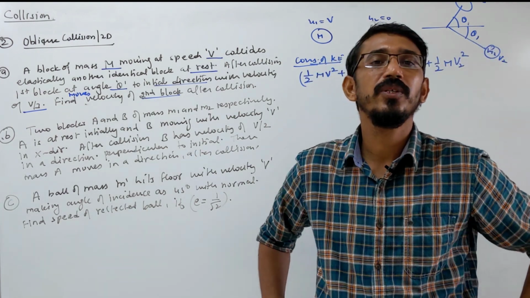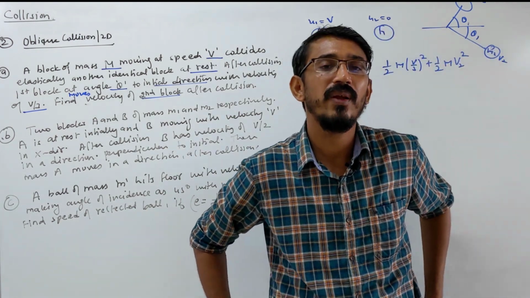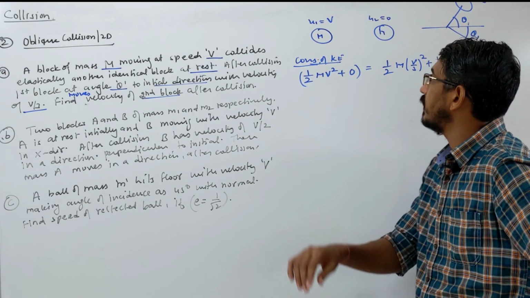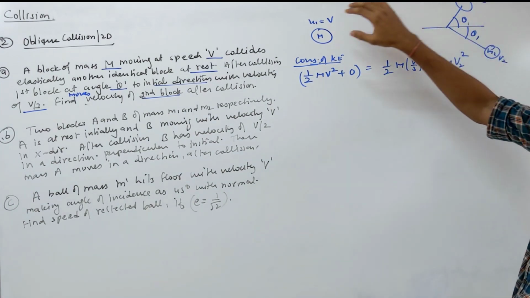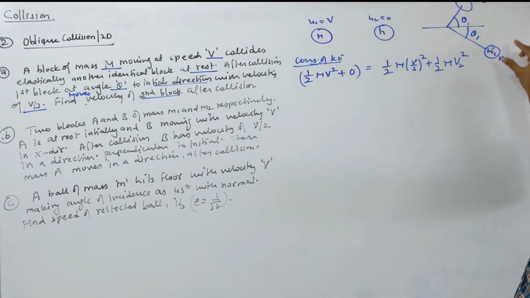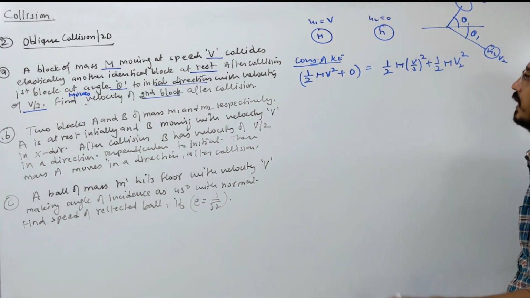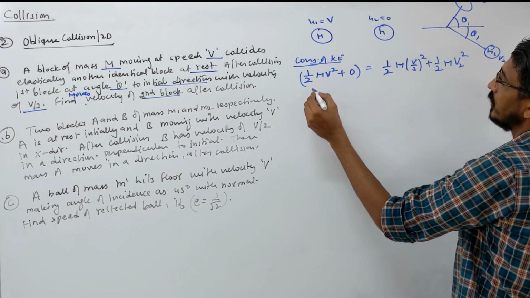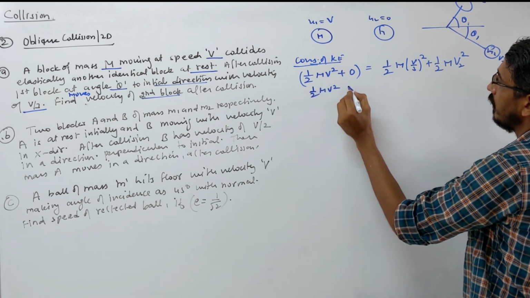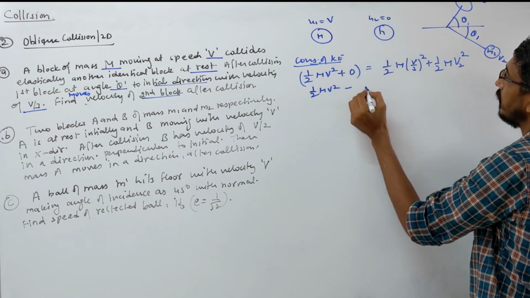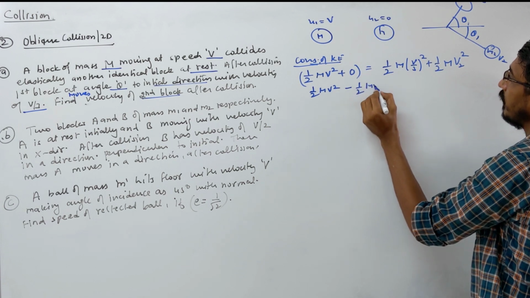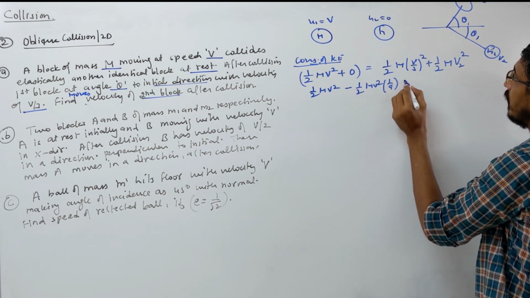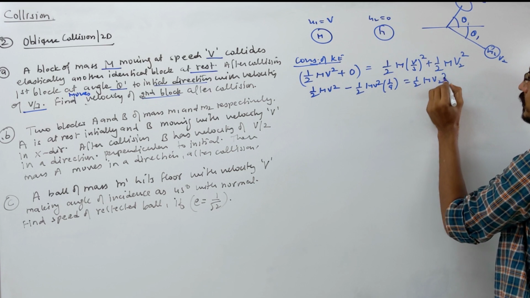Simply writing conservation of kinetic energy alone, because we have to find the velocity of the second ball, and one ball's velocity is already given to us. Here we know all the things, only one thing is unknown. Let's solve this. This is half m v square simply, and this term comes to this side and becomes minus half m v square, and this becomes 1 by 9, equal to half m v2 square.